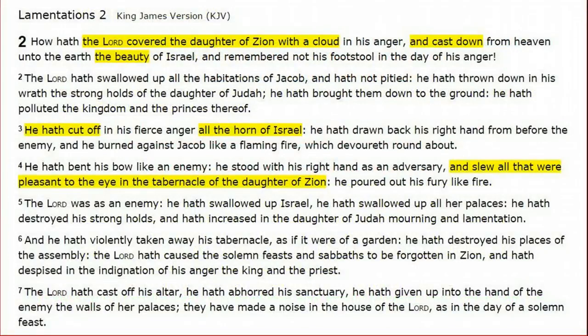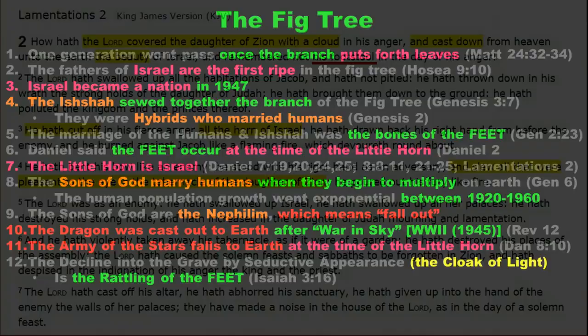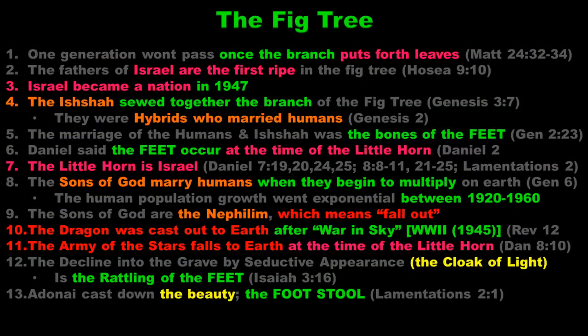Also notice Lamentations 2 mentions the footstool in verse 1. It says, "Adonai covered the daughter of Zion with a cloud and cast down the beauty and remembered not the footstool in the day of his anger." So we'll add that here. It says the footstool is the beauty. The rattling of the feet is the decline into the grave by seductive appearance, and the bones of the feet represent the marriage between the humans and the Isha. So we have multiple scriptural confirmations that the deception by the cloak of light disguise and the marrying between humans and hybrids is happening in modern times.